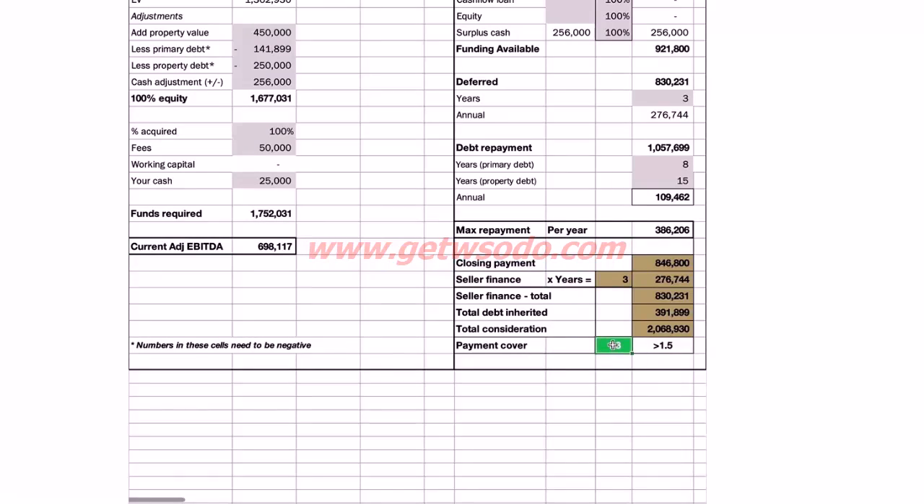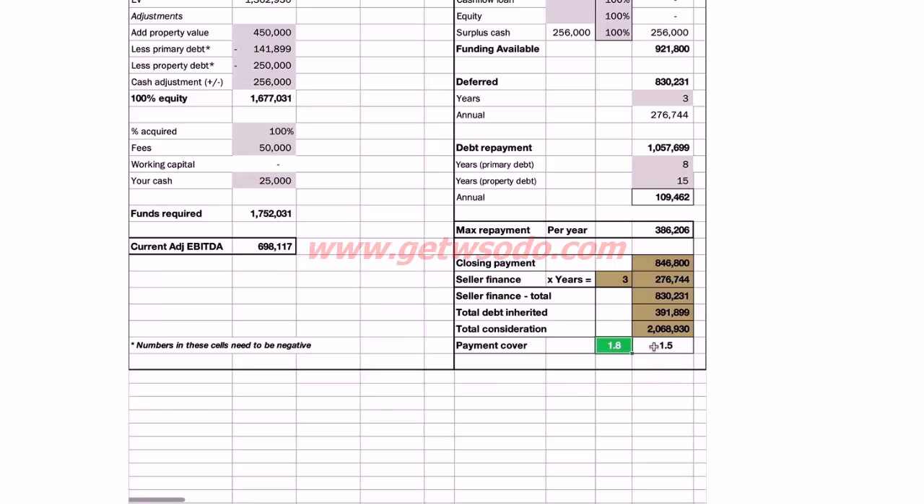You want enough of a cushion in case something happens in the business so you don't run into any issues repaying that debt. So in this case, row 23 on the left-hand side shows the current adjusted EBITDA of $698,000, and row 22 on the right-hand side shows the maximum per year payment of $361,000. So divide 698,000 by 361,000 and you get a 1.9 payment cover, which is great.